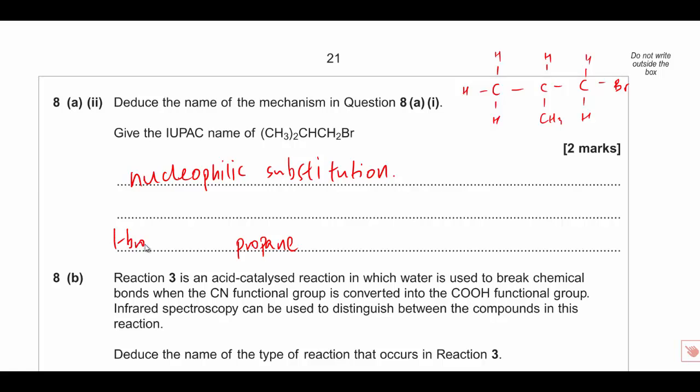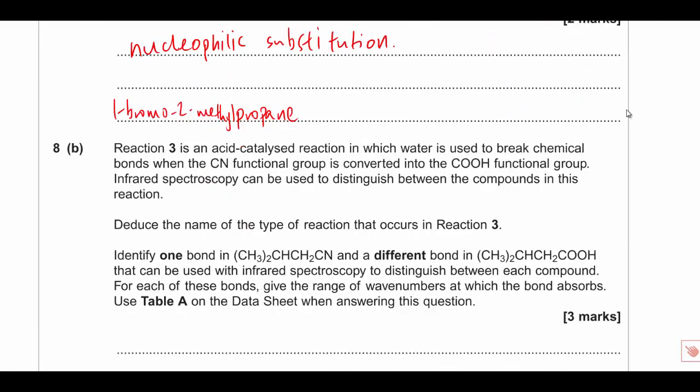So 1 bromo, 2 methyl propane. 2 marks. Boom. Bromine is going to be in position 1, not in position 3, because it's a halogen. It wants to have the highest priority, so it's going to take the lowest number.